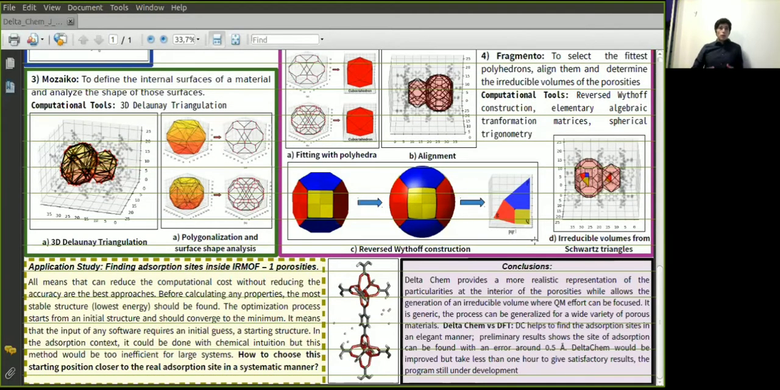Of course, a proposal wouldn't be complete without an application example. The goal here is to find the position of the adsorption sites for small non-polarizable molecules, like helium, inside the porosities of mode number 5.